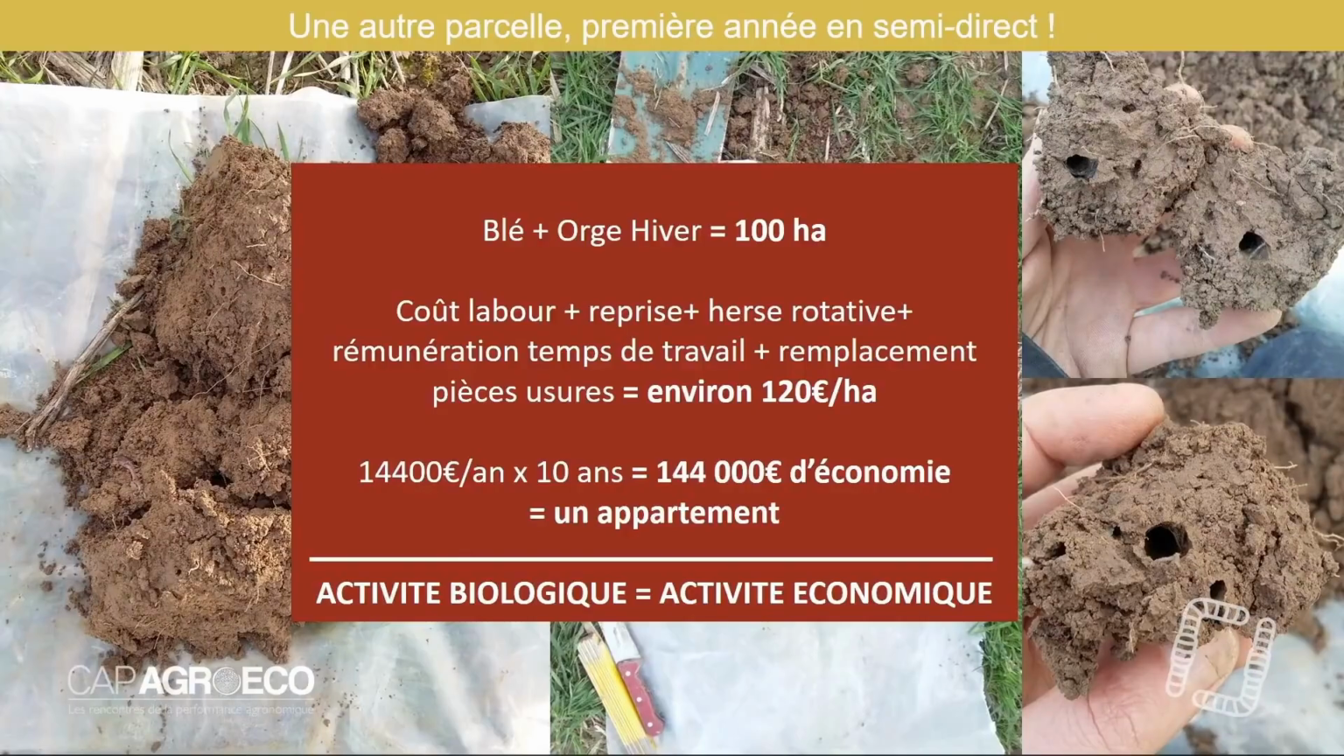That comes to 14,400 euros per year. Multiplied by 10 years, that's 144,000 euros in savings. He could have bought himself an apartment if someone had come to his field 10 years earlier and told him there's no point in working it, you could at least switch to direct seeding for your winter crops.